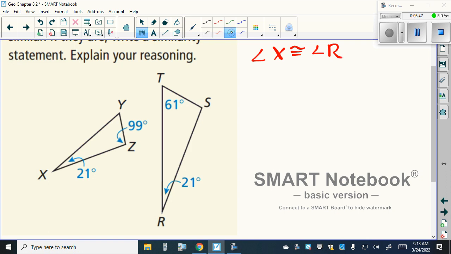S. Now to find angle S, well, we know that T, S, and R add together to be 180. So we can add 61 and 21 degrees together first. 1 and 1 is 2, 82. Now from here we would subtract 82 from 180 degrees. 7, 8.